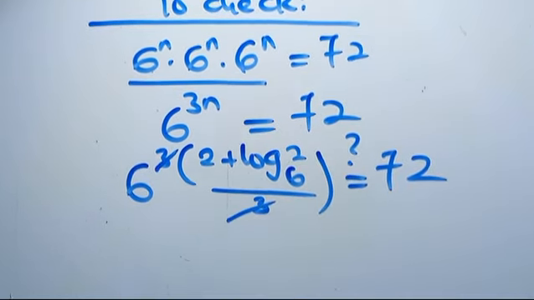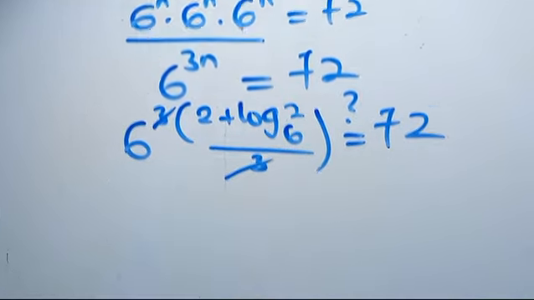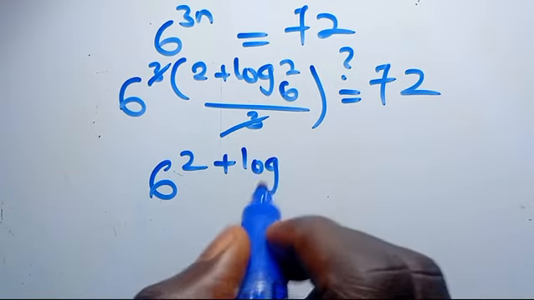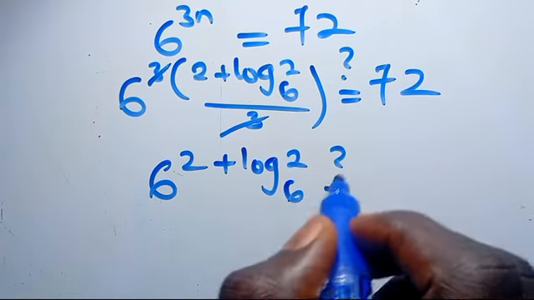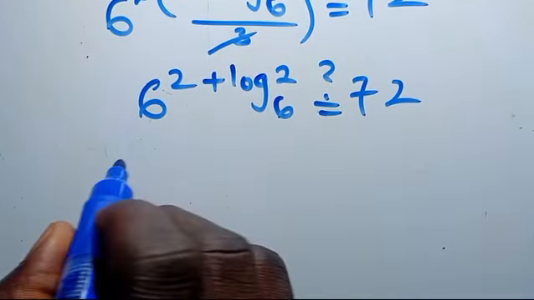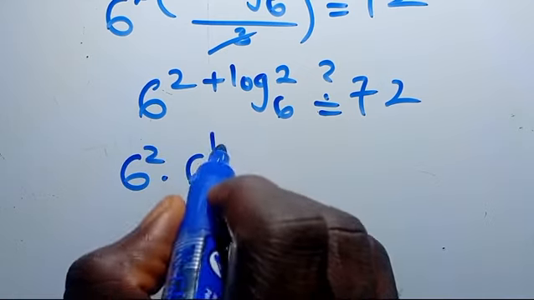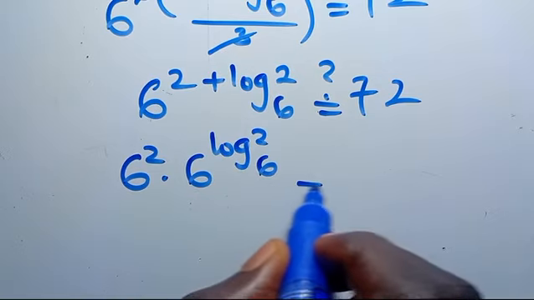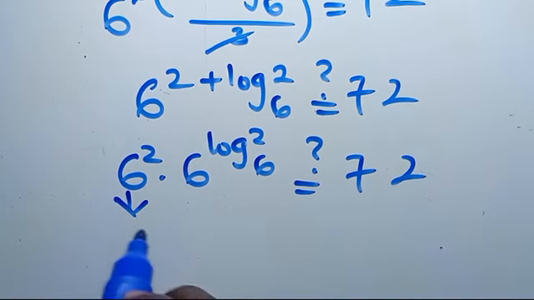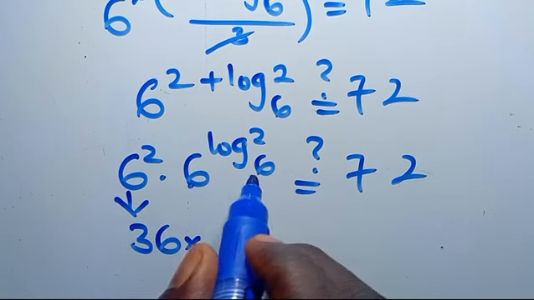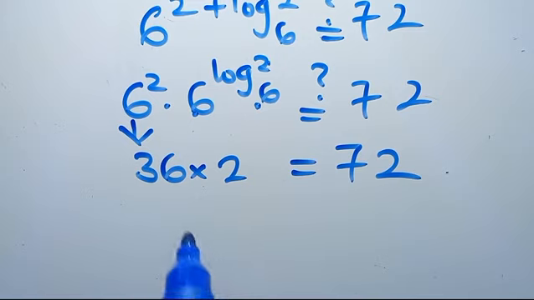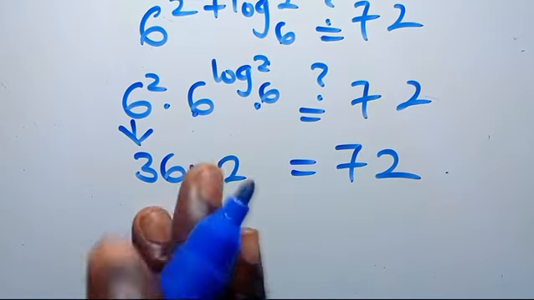This 3 will eliminate this. So we have 6 to the power of 2 plus log 2 in base 6. So going to give us 72. So we have 6 to the power of 2 times 6 to the power of log 2 in base 6. This will be equals 36 times, this and this are the same. The output will be 2, which will give us 72. So 36 times 2 equals 72.